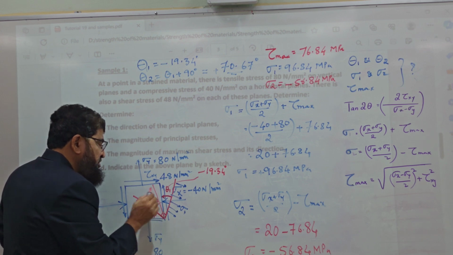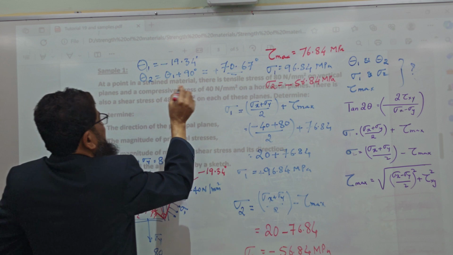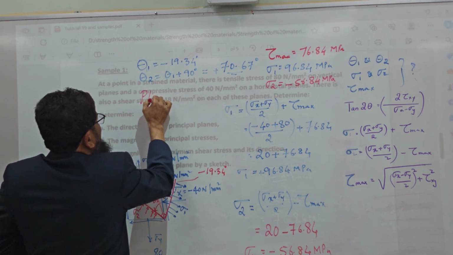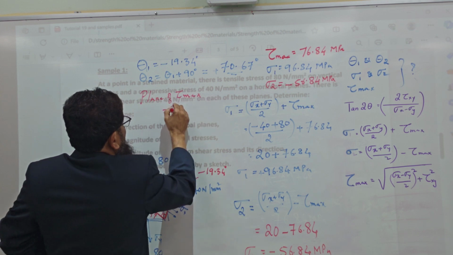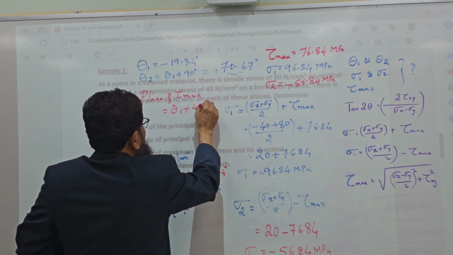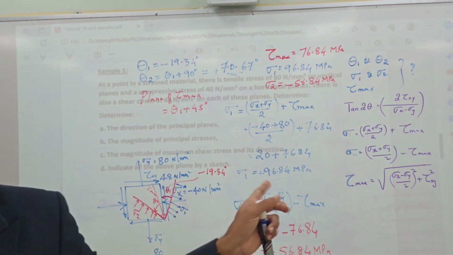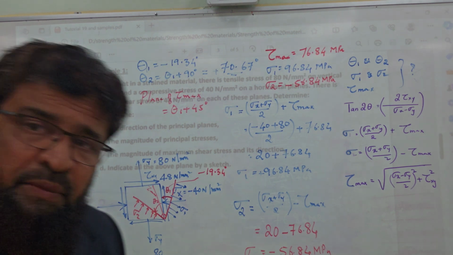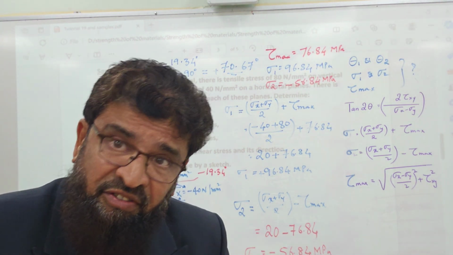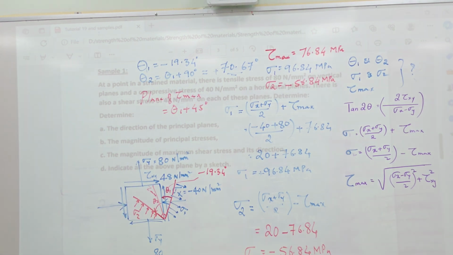This is the plane of tau max. You can easily write that the plane of tau max is equal to theta 1 plus 45 degrees. Put the value and just finish it. You have to show it very clearly on the graph, because they will definitely ask you. If this problem is for 20 marks, then there will definitely be 5 marks for this graph. I think it's very clear, is it not?